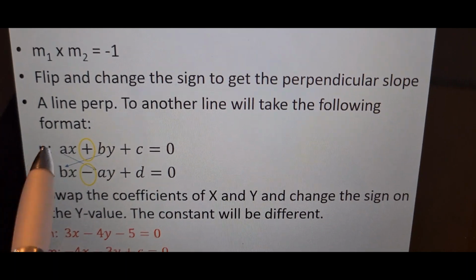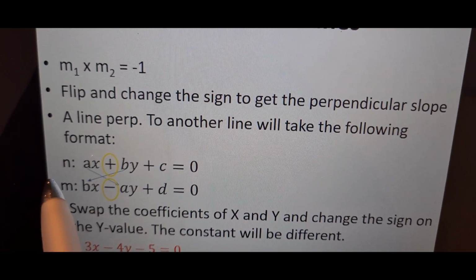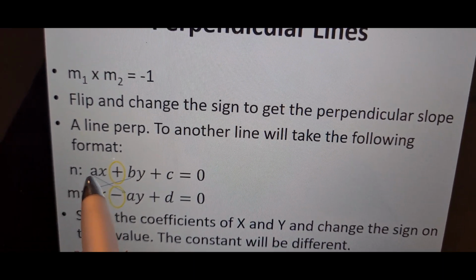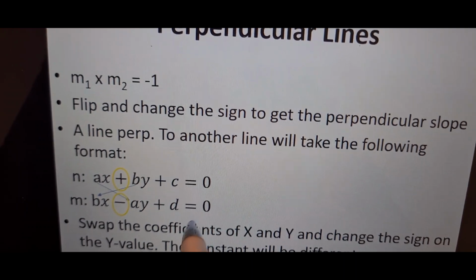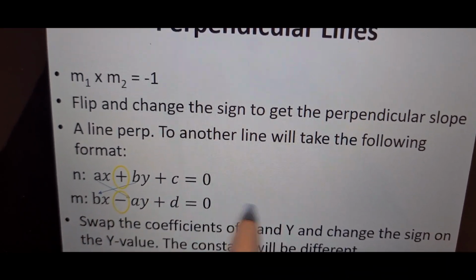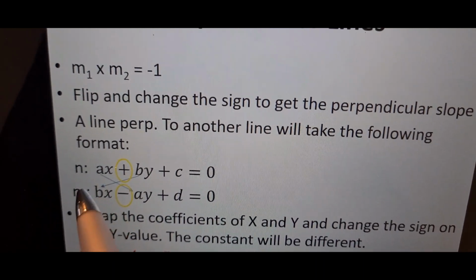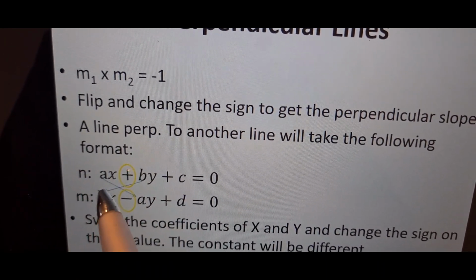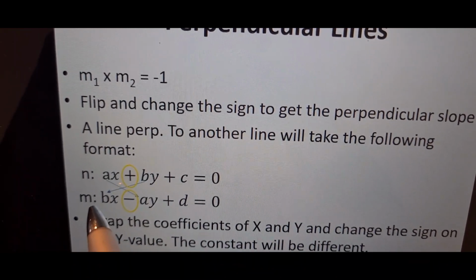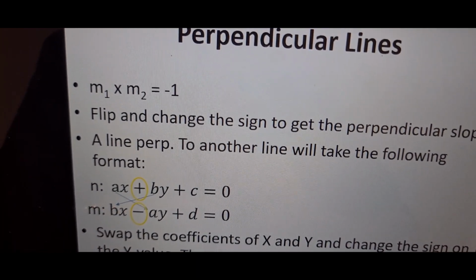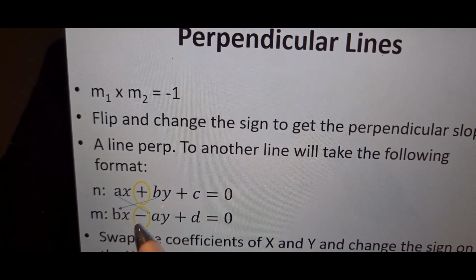Okay, any line that will be perpendicular to another line will take the following format. So let's say the first line, which we'll call m, takes the format of ax plus by plus c equals 0. Well, then any line that's going to be perpendicular to the line m, we'll call the other line the line n. All you have to do is switch your x and your y coefficients around. So a goes here, b will go there. And then you change the sign that was on the y value. So if it was a plus, it'll now be a minus, or if it was a minus, it'll then be a plus.